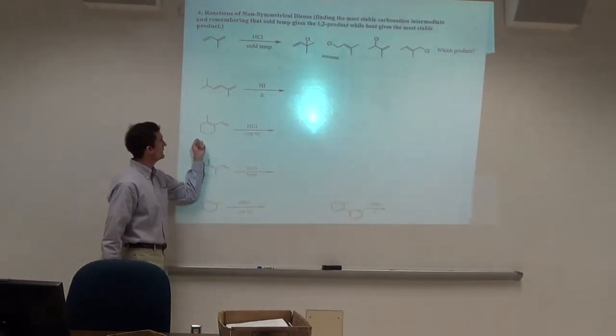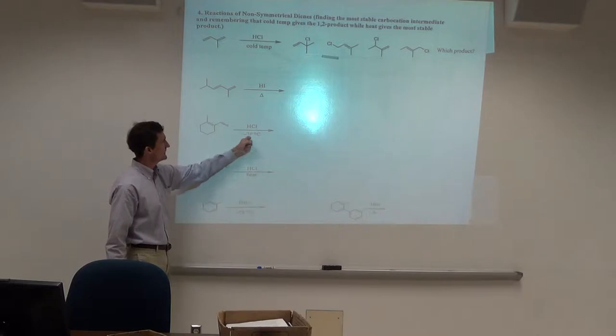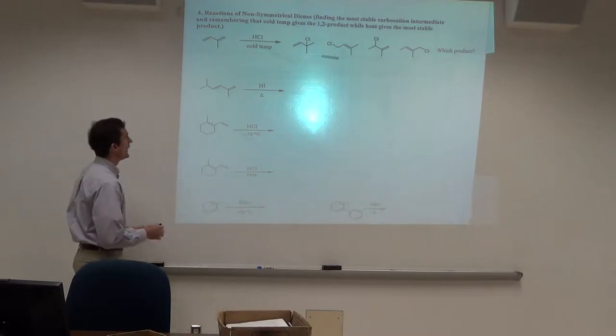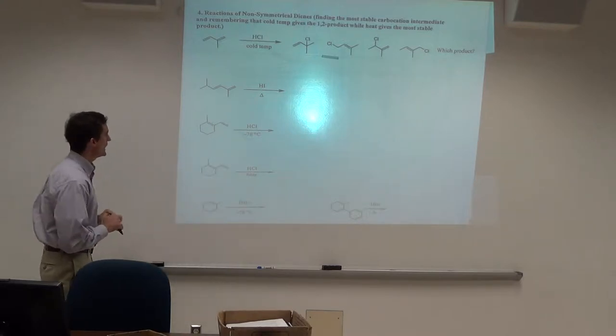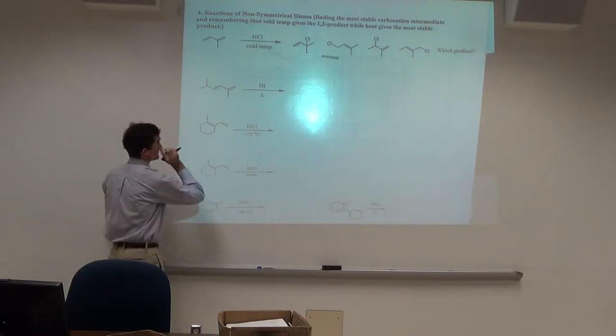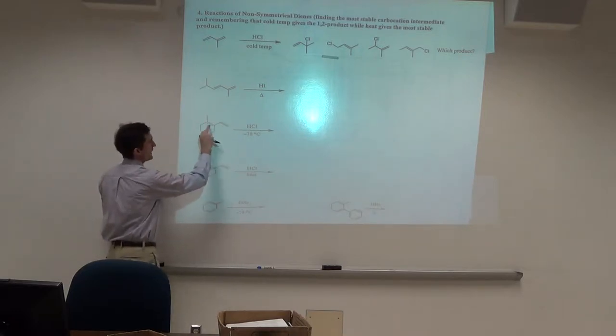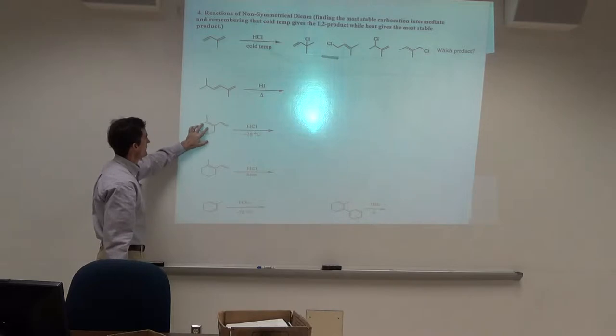Diene chemistry. We've got this diene, HCl, cold temperature. We're going to form a cation. Two different double bonds can react, and they're not the same.